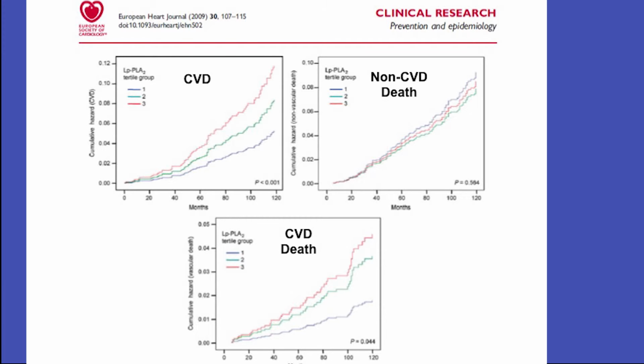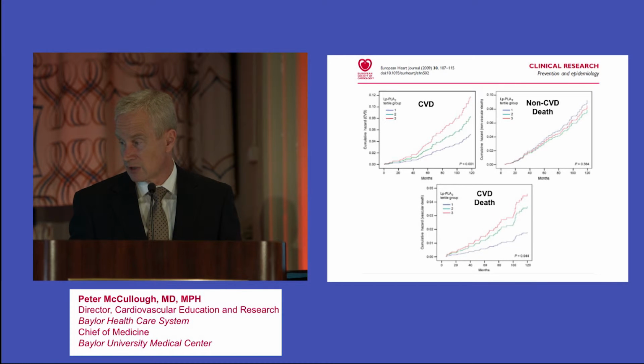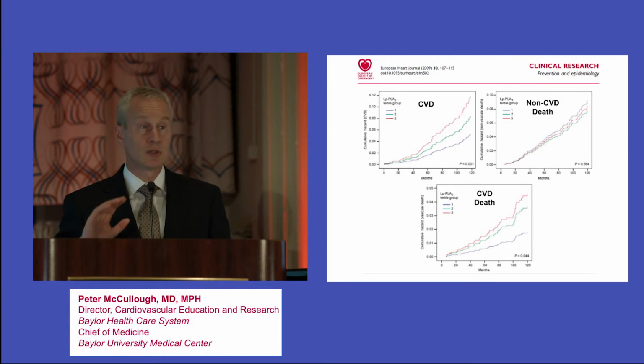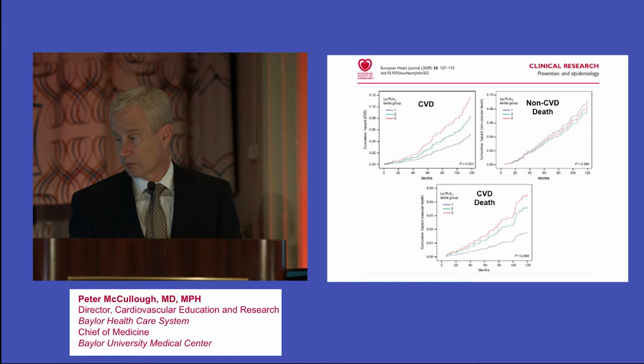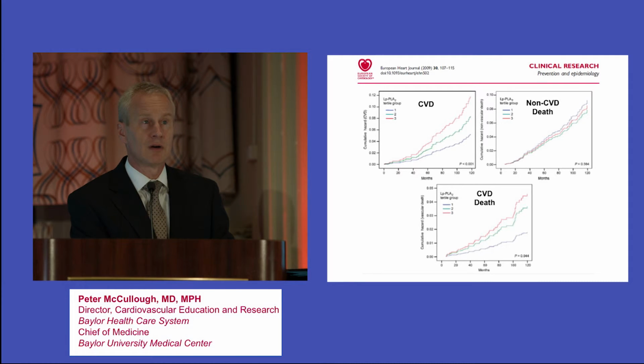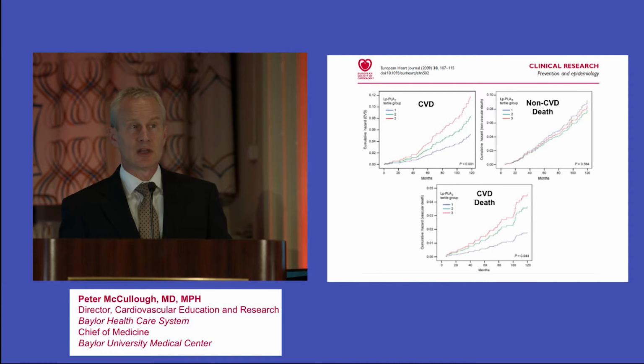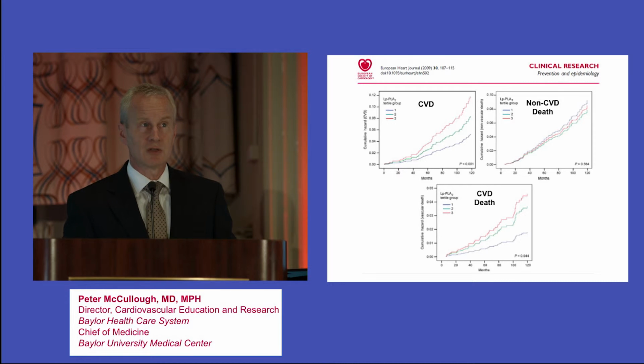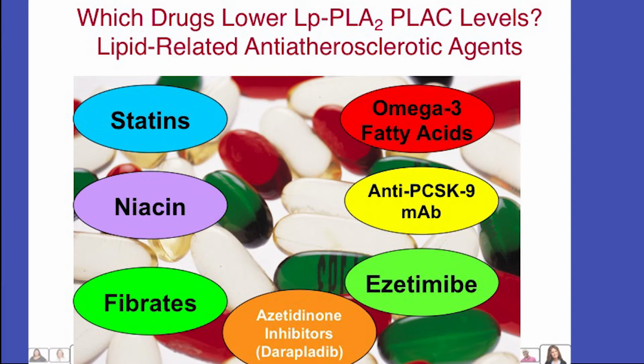So here's incident cardiovascular disease by tertile. Here's non-cardiovascular death and cardiovascular death. For the non-cardiovascular death, it could not separate the groups, but in fact does so for the cardiovascular events. And so this is one of the few tests that we have as an advanced risk marker in cardiovascular epidemiology that I think has really stood the test of time. It's really been exhaustively studied in cohort studies, some of the best cohort studies available, and in fact is very much cardiac specific. But many have been interested in the drugs that can reduce levels of Lp-PLA2.